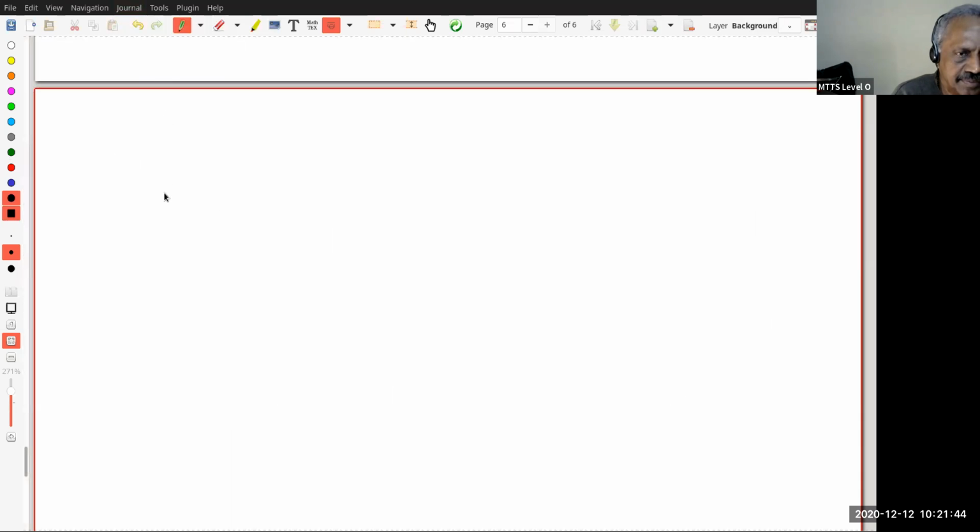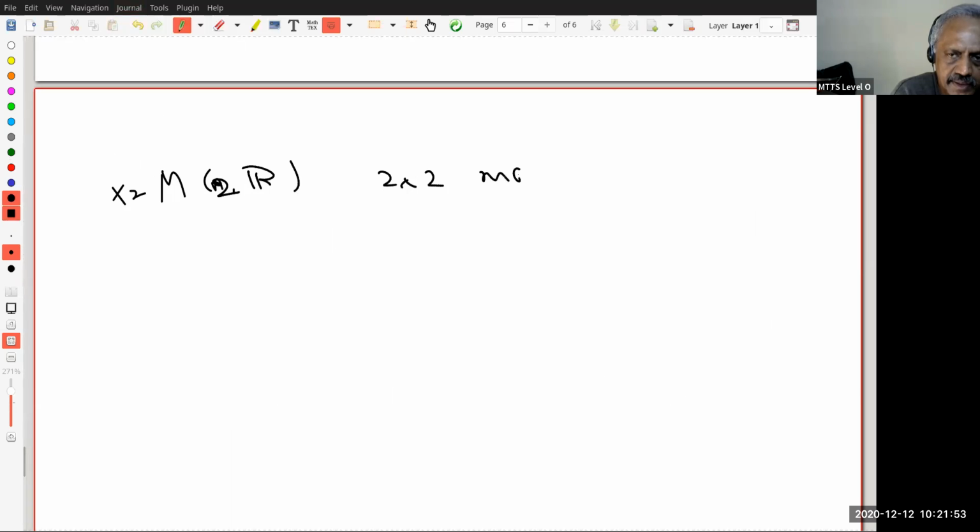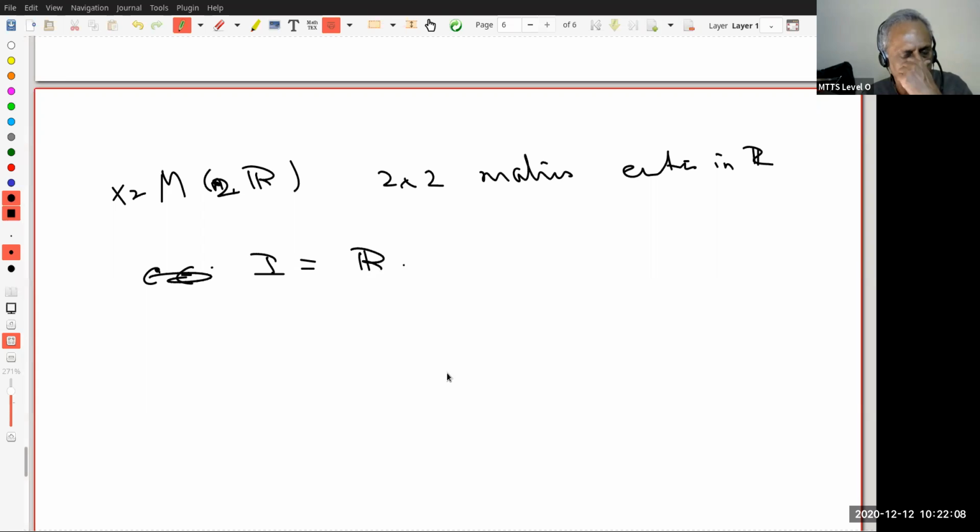So one slightly abstract example again. Let us look at X equal to M2(R), that is 2 by 2 real matrices with entries in R. For any C real, let the index set I equal R. You understand that?